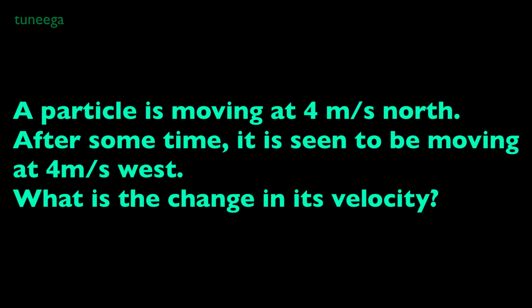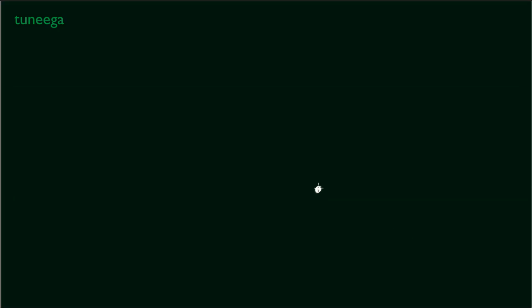Let's do one last example in this video. Supposing we have a particle which is initially moving north at 4 meters per second. So we represent its velocity by this arrow. 4 meters per second pointing north. After some time, we find that the same particle is here and it's moving 4 meters per second west. So that is the new velocity. This is also 4 meters per second.